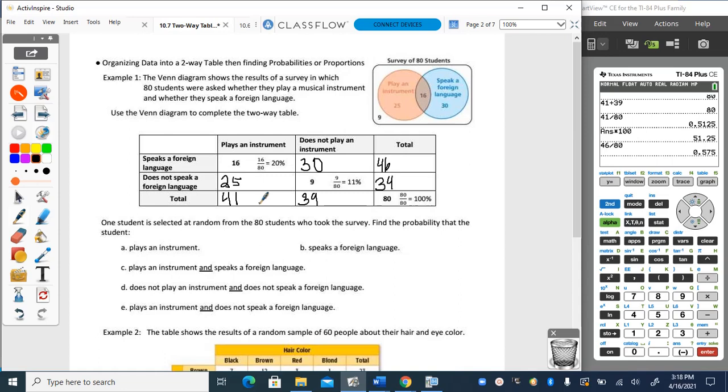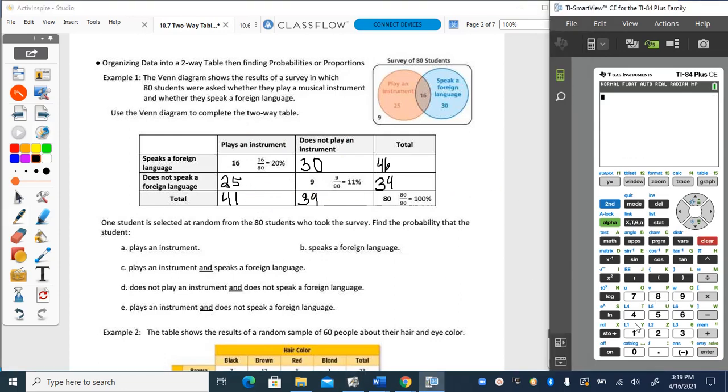And in the end, just to kind of check yourself, you'd also want both of your total sides to theoretically equal the same numbers. So how many students were totally surveyed? 80. So let's make sure that between plays an instrument and doesn't play, those add up to equal 80. So what's 41 plus 39? That's 80. So we did it. Now what's 46 plus 34? There's another 80. So we did good. We added our totals together great.